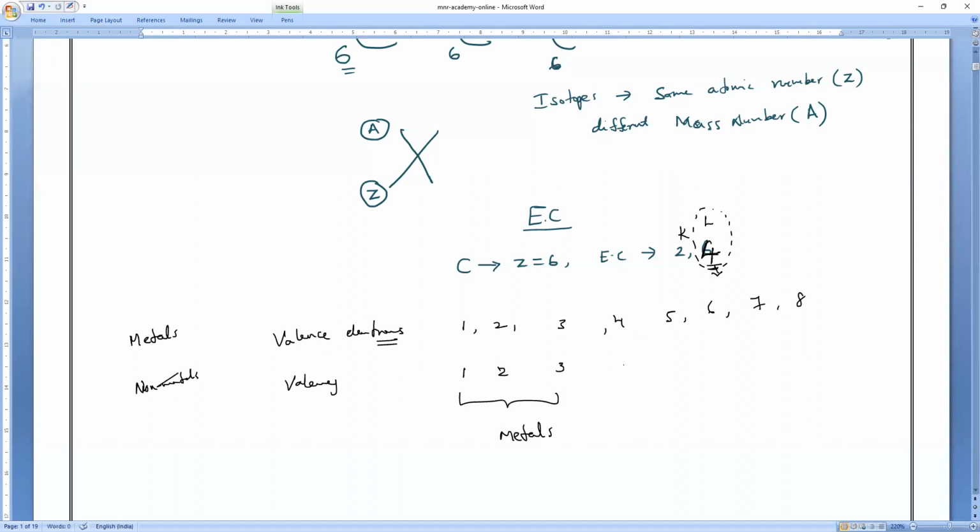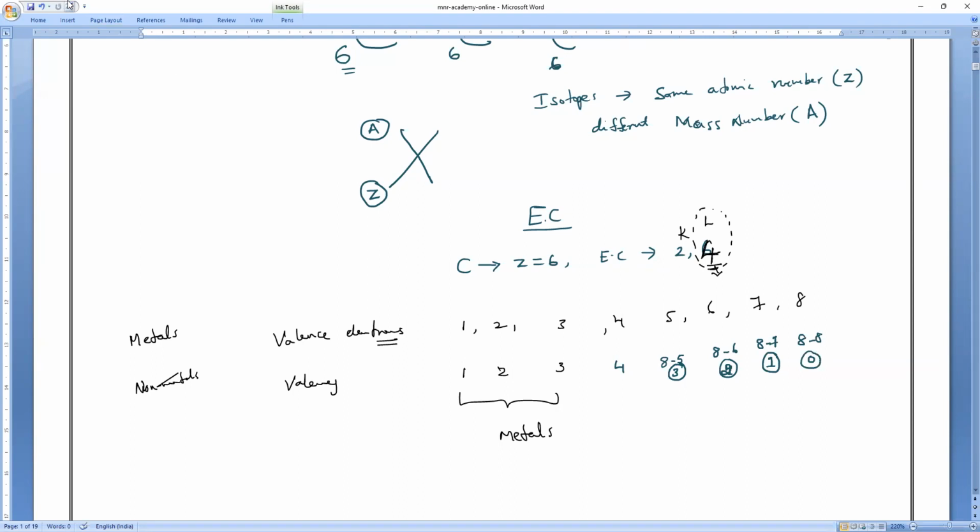Understand it? If 4 is there, valency is also 4. If 5 is there, what is the valency? 8 minus 5, which equals 3. 6 is there, 8 minus 6, which is 2. 7 is there, 8 minus 7, which is 1. And last, 8 is there, 8 minus 8, 0.